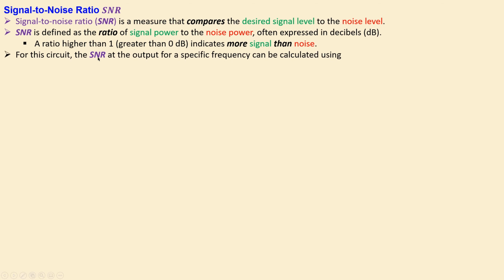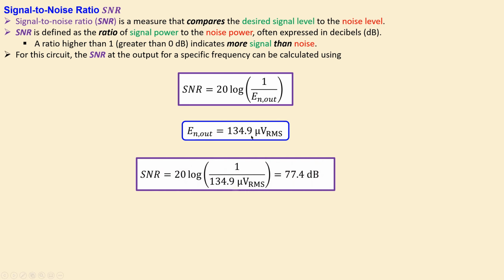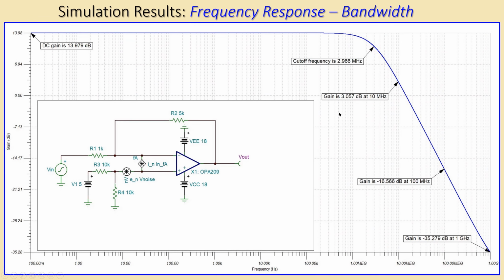Now for this circuit, the SNR at the output for a specific frequency can be calculated using this formula. And we know already what our output referred RMS noise voltage is. So if you do the math here, just calculate it, you will get 77.4 dBs. That's what we have for our SNR. So that will also be verified in our simulation. So let's look at the simulation results. First, we start with a frequency response, and then specifically we also look at the bandwidth of this circuit.